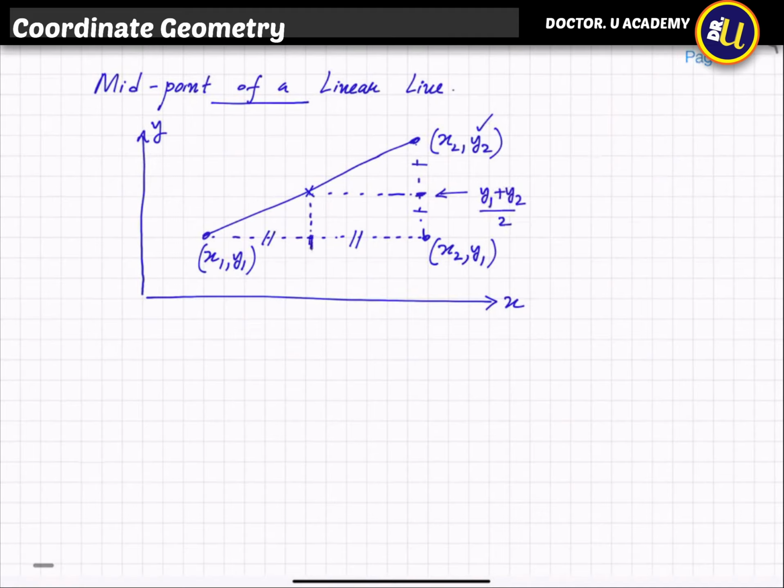Similarly, the x coordinate at this point would be x1 plus x2 divided by 2. Why? Because that's the middle point. So we can say then the midpoint of a linear line here has the coordinate of this, which is the x value, and this, which is the y value. So that would be x1 plus x2 divided by 2, and then y1 plus y2 divided by 2, and that's the coordinate of the midpoint.